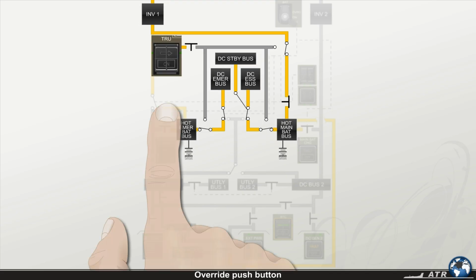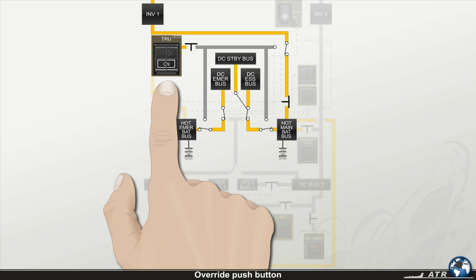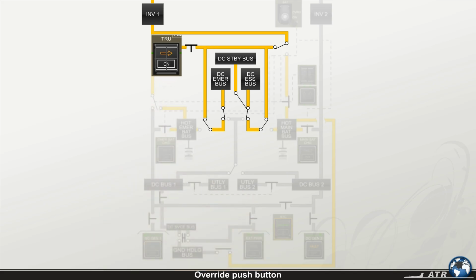Once the push button is depressed, the TRU is connected to the AC wild bus 2. In this situation, the on light illuminates white and the arrow illuminates amber, indicating that the TRU is supplying the DC emergency bus, DC standby bus, DC essential bus, and inverter 1.